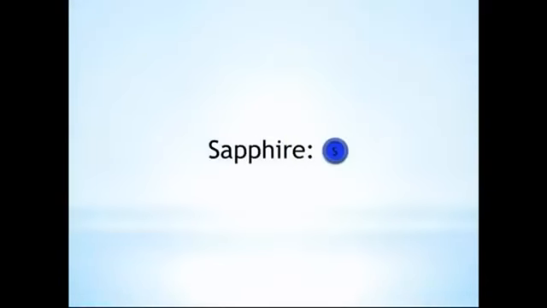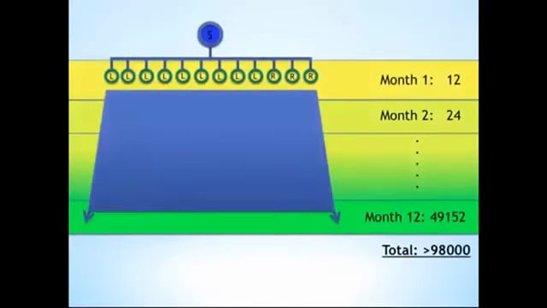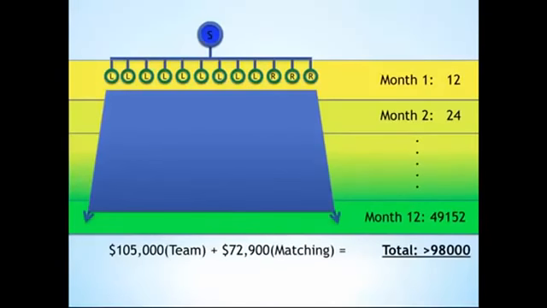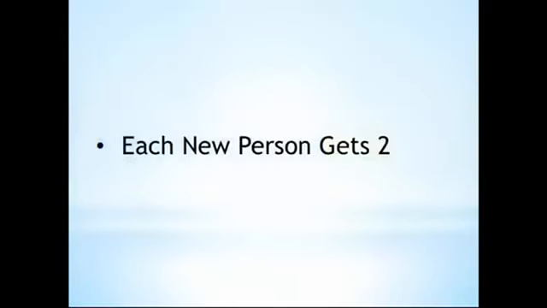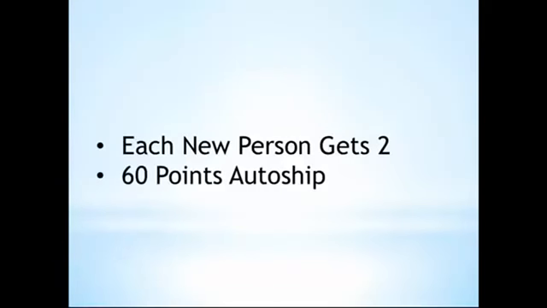Let's look at Sapphire. Here's where things get a little crazy. Your organization would have over 98,000 people. You'd be easily hitting the maximum team commissions of $26,250 a week. And then when you add in matching bonuses of over $72,900, you've got an income of over $177,900 per month. Remember, these scenarios are only if each new person gets 2 people, everyone orders a minimum autoship of 60 points, and nothing more.